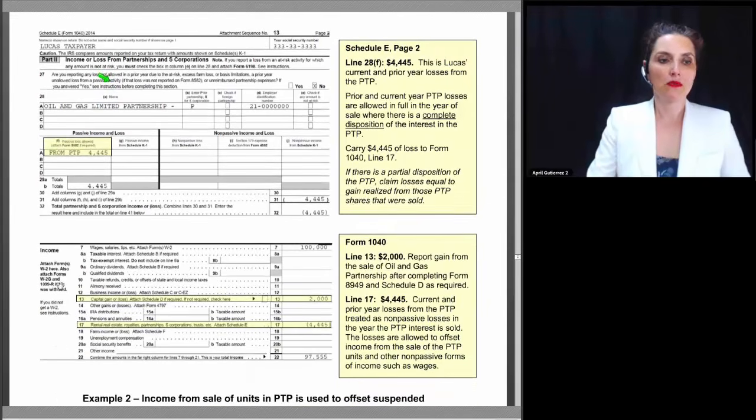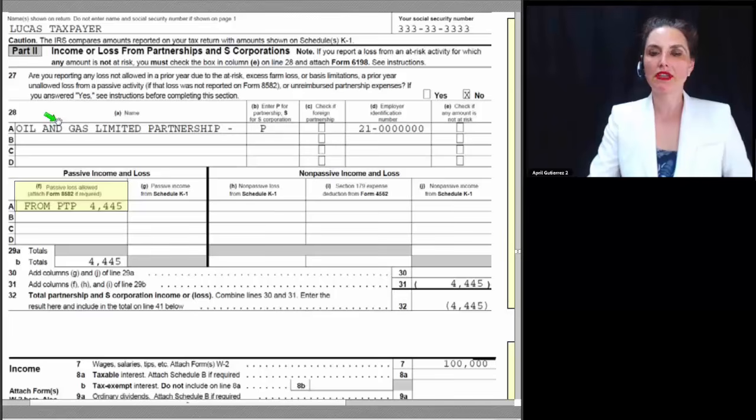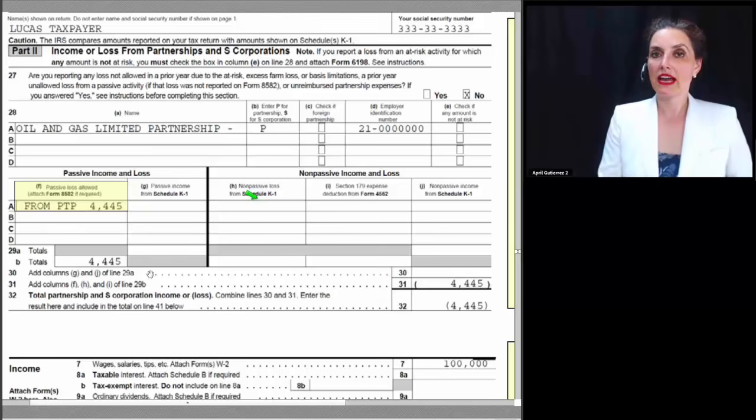So let's look at what this is saying. We have an oil and gas limited partnership, and the passive loss or the non-passive loss, whichever it's supposed to be, is going to be allowed on this particular PTP because there was a complete disposition of all of the units. And so these losses, where are they coming from? They're not capital losses. They're not reflected anywhere on the Schedule D. They're not reflected anywhere on the 1099-B that is issued when the stock is sold.